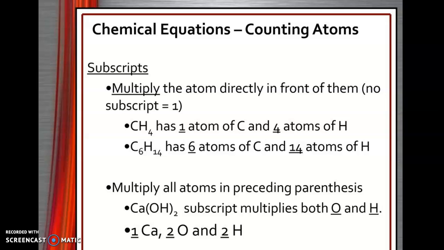We should be able to look at a chemical formula and be able to count atoms. So remember that the subscripts, those little numbers that follow after a letter, only apply directly to the letter in front of them. So if we look here at the formula for methane, CH4, carbon has no subscript, so that means there's one atom of carbon. And the 4 follows the hydrogen, so that means there are 4 atoms of hydrogen.